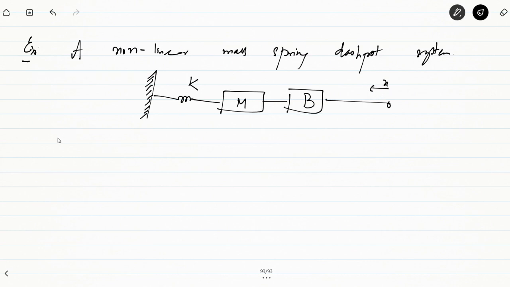For this mass spring dashpot system, the nonlinear equation will be given by m x double dot plus b x dot times x dot plus k naught x plus k1 x cube equal to 0. So there is a nonlinear spring associated with this, as well as nonlinear dissipation of energy. Fine. So you have a nonlinear mass spring dashpot system governed by this equation.